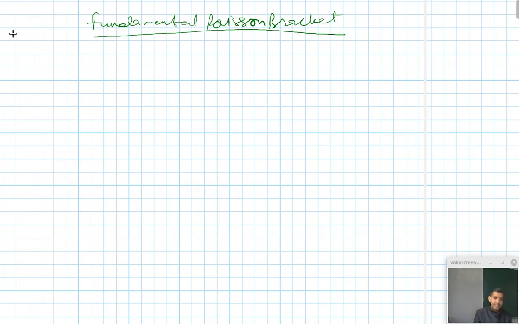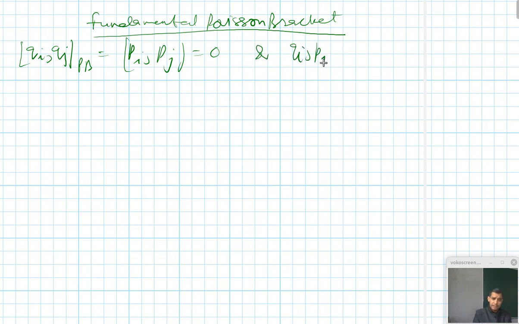So the result is that if we have q_i, q_j, its Poisson bracket is equal to p_i, p_j, and it is always 0, and then q_i, p_j, here the Poisson bracket is equal to delta_ij. So these are known as fundamental Poisson brackets. So let me first of all talk about the first, and then this, and finally I will talk about this.